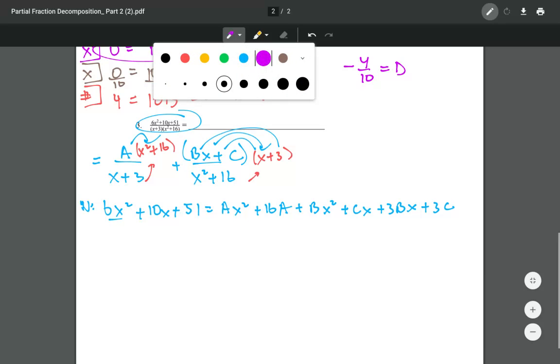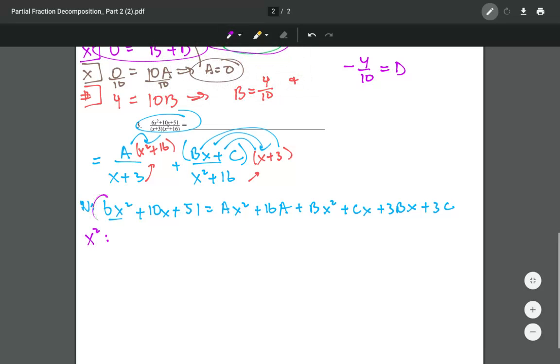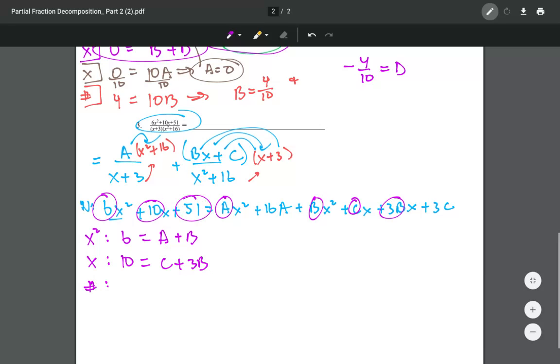So I'm going to go ahead and start with my x squareds. I've got 6 of them on the left. X squared, I've got a, b, and that's all. So 6 equals a plus b. X's are next. I've got 10 of them. 10 equals x's, c plus 3b, c plus 3b. Constants are next. 51 is equal to 16a plus 3c.